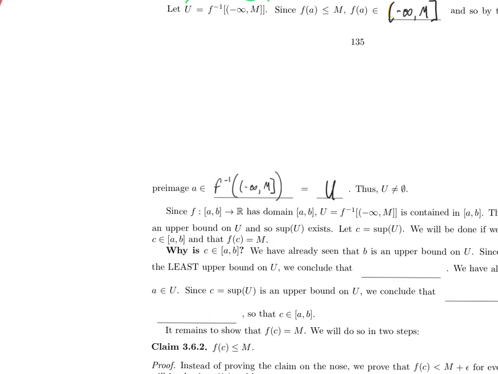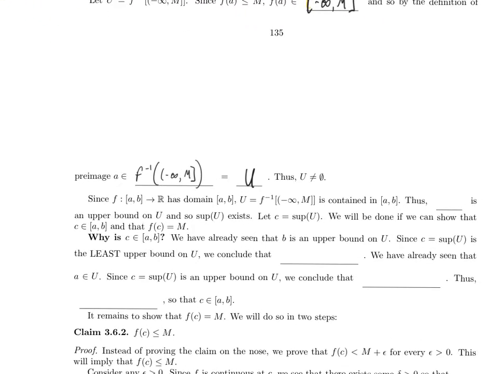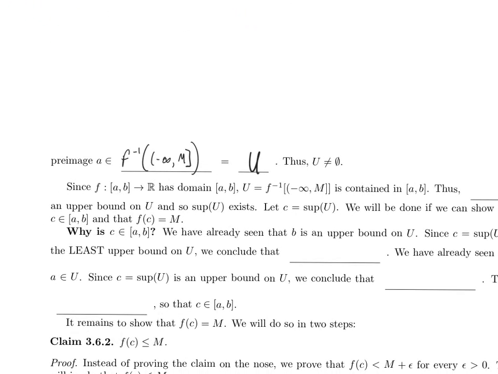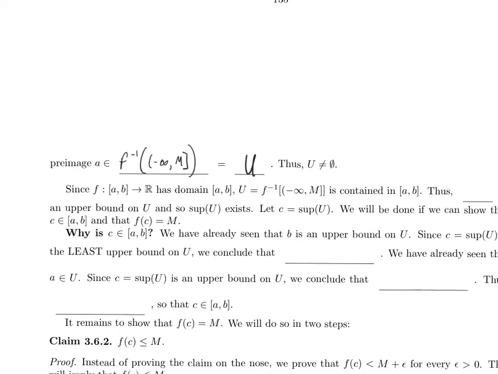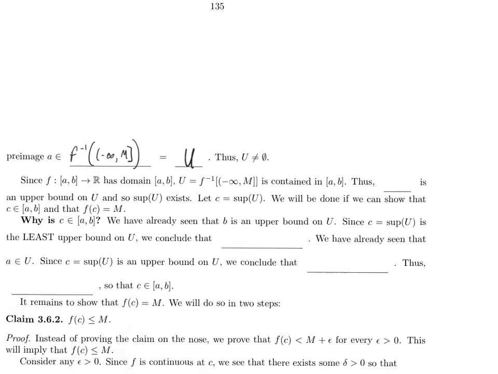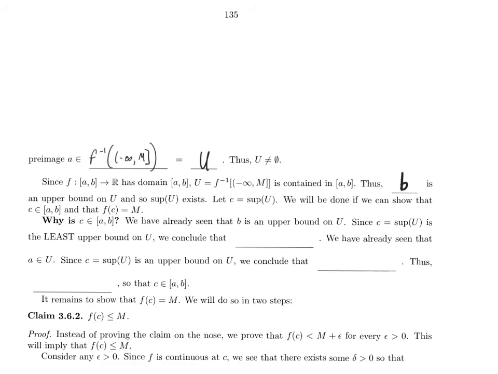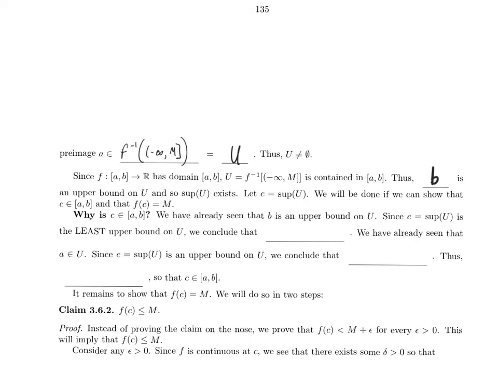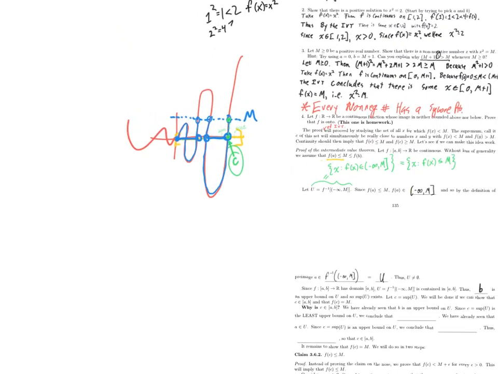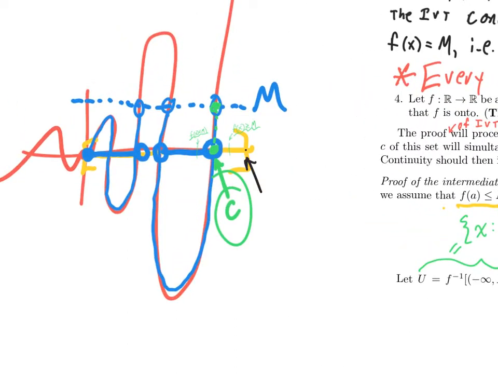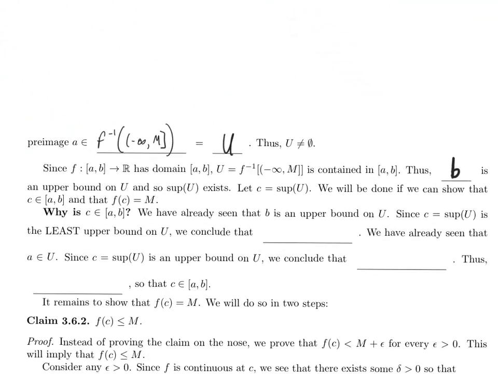Okay, so what types of sets have suprema? Well, sets that are non-empty and bounded above. So let's see. f is a function from [a, b] to R. So it has domain [a, b]. So that means that the preimage must be contained in [a, b]. That means that b is an upper bound on U. That's a sloppy upper bound though, right? I'm just saying that this point right here is an upper bound. But that's good enough, right? You don't need to be optimal when you find an upper bound.